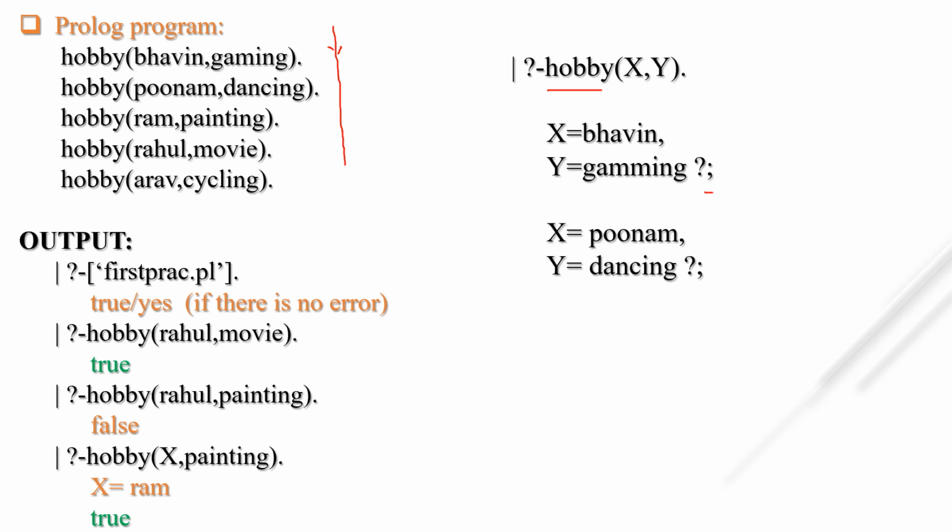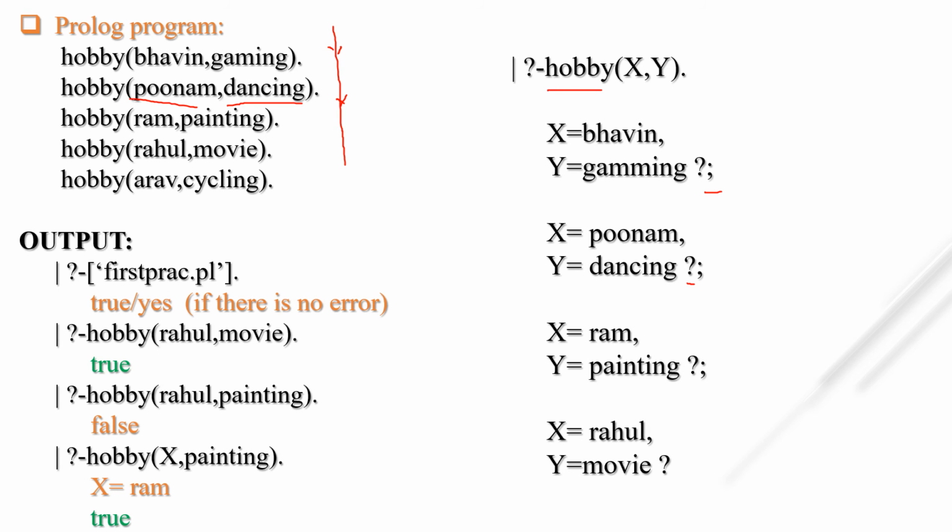So if I hit semicolon, then it will give the answer that x equal to Poonam and y equal to dancing. Similarly, once again there is a question mark because there is another alternative for hobby if we go from top to down. So if I hit semicolon, then x equal to Ram and y equal to painting. Similarly, x equal to Rahul and y equal to movie, and it will stop when x equal to Arav and y equal to cycling. Okay, I hope you understand this. This is most important. How argument values are replaced, you can see here.